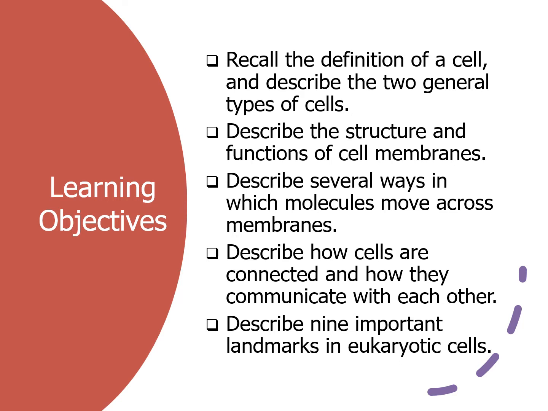We have a few objectives for this chapter. The first is to go back and define what a cell is and describe the two general types of cells, to describe the structure and function of cell membranes, to describe several ways in which molecules move across a membrane, to describe how cells are connected and how they communicate with each other, and to describe 9 important landmarks in eukaryotic cells.